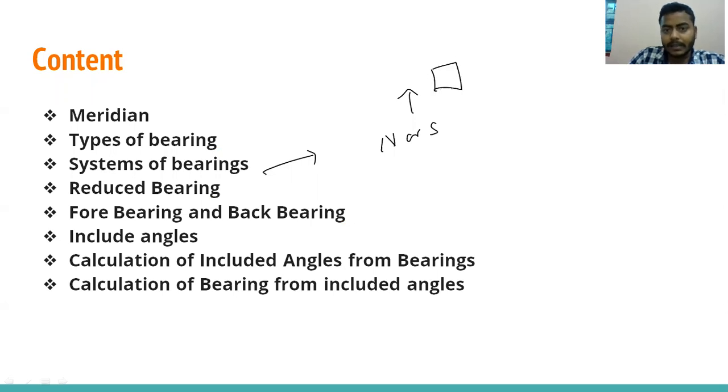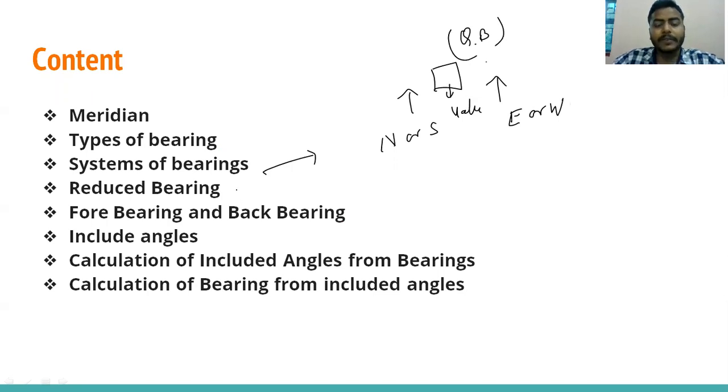Then there is an angle value. Then there is east or west. We will see what the projection is towards east or west. If towards east, then we will write E. Towards west, then we will write W. So this is called the QB system.